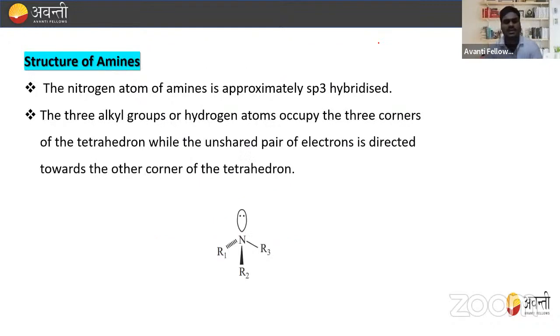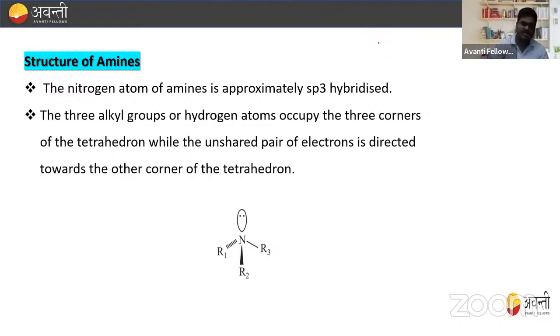Now, what is the structure of amine? The nitrogen atom of amine is approximately sp3 hybridized. If I'm talking about the hybridization of the amine, that is RNH2, the nitrogen atom is sp3 hybridized. The three alkyl groups or hydrogen atoms occupy three corners of the tetrahedron, while the unshared pair of electrons is directed towards the other corner of the tetrahedron.